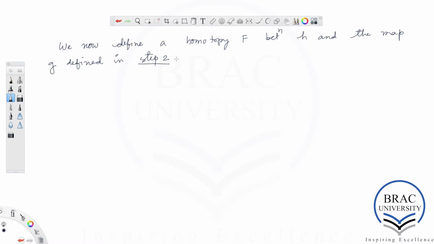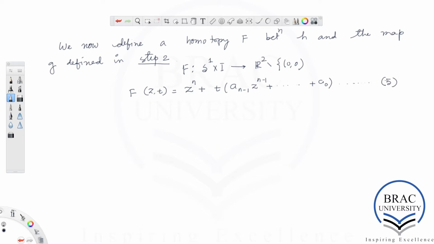Okay, good. So F is a map from S1 cross I to the punctured plane in dimension 2, given by, this is what we are defining, F of (z, t), where z takes value in the unit circle and t takes value in the unit interval. This is going to be equal to z^n plus t times (a_{n-1} z^{n-1} plus all the way up to a_0). This is our equation number 5. Okay, so we need to check that F of (z, t) is always non-zero. Okay, let's see how we can prove this.